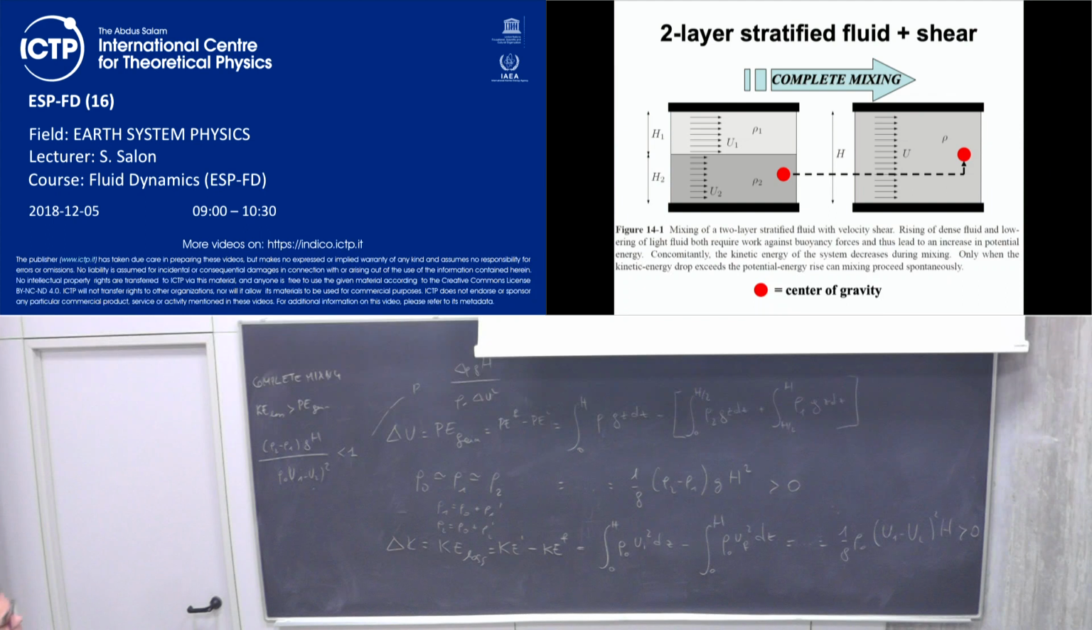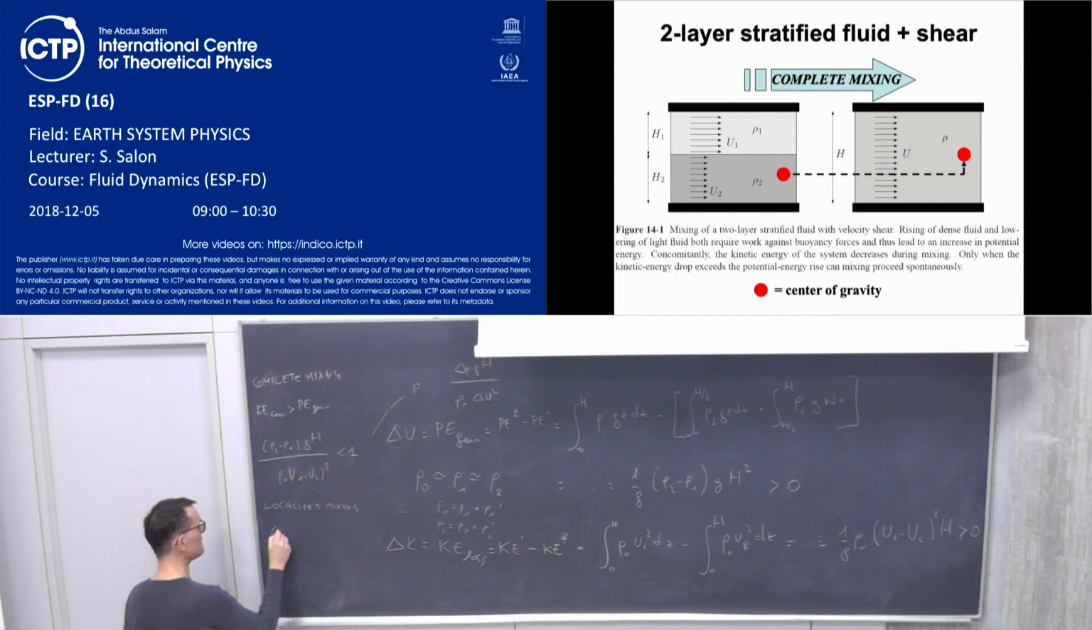So shear actually is the one that is going to sustain the complete mixing. If the shear is enough, I can support the mixing. If the stratification is stronger than the shear, of course, the mixing cannot happen. In this case, I can have a localized mixing.